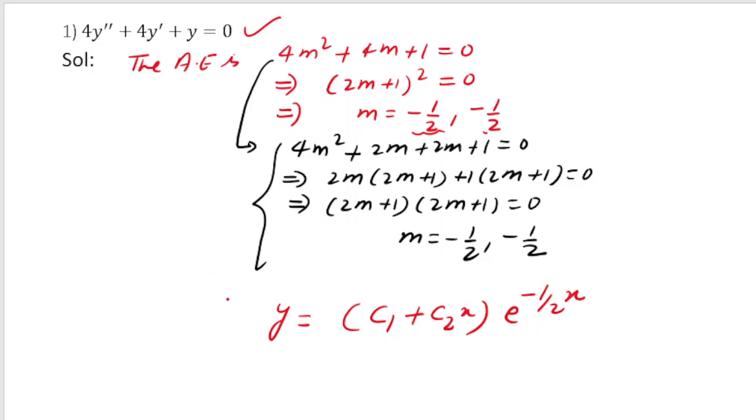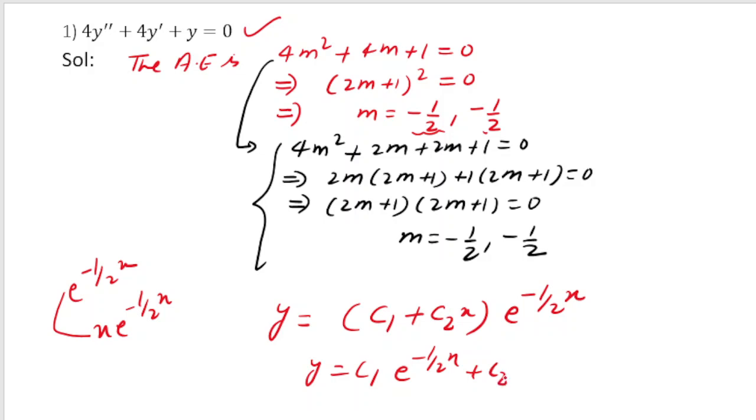Right. So basically when we write the solution like this, we have two solutions, that is e to the power minus 1 by 2x and x into e to the power minus 1 by 2x, and I am writing their linear combination. So this can actually be seen as c1 e to the power minus half x plus c2 x e to the power minus half x.